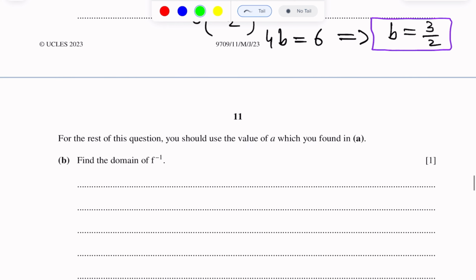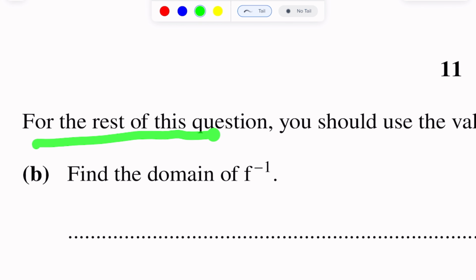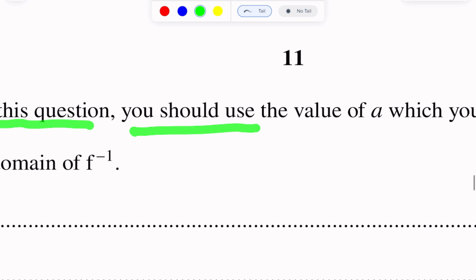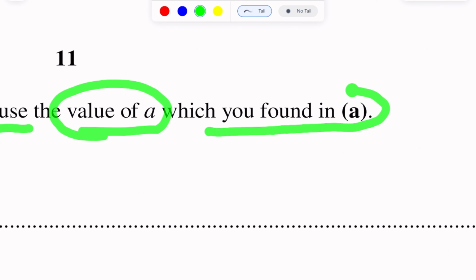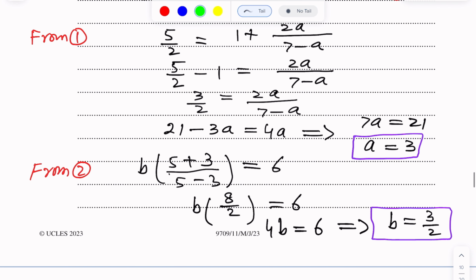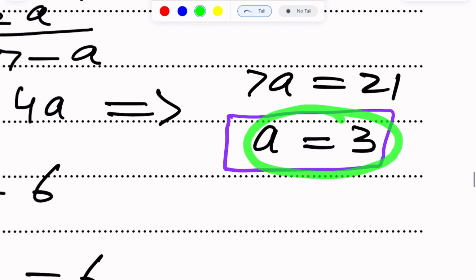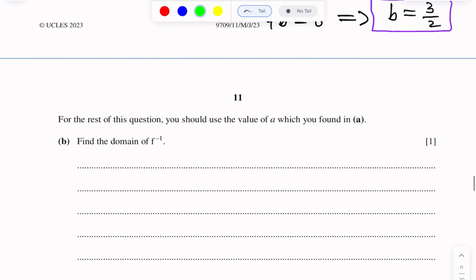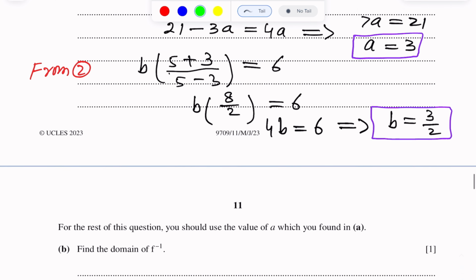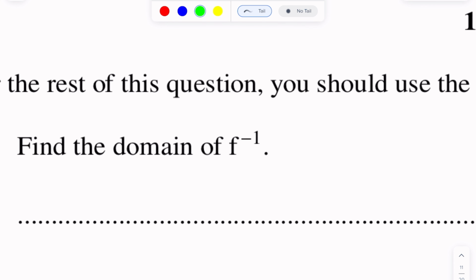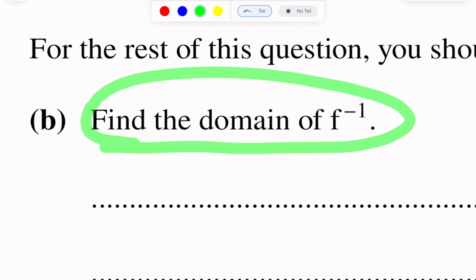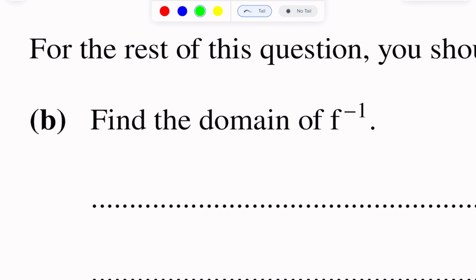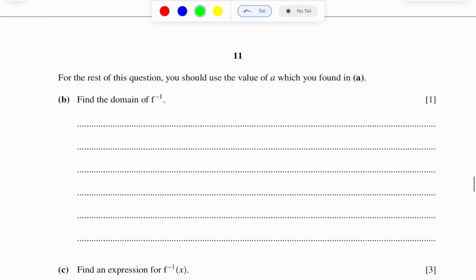Now, the next part of this question is, for the rest of this question, you should use the value of a which you have found in part a. The value of a we have already found, that is a is equal to 3. In this part we will use the value of a equal to 3. Part b is to find the domain of f inverse. So first we are using the value of a.